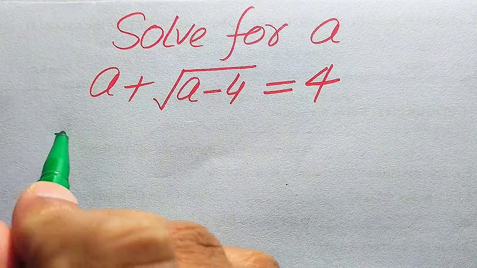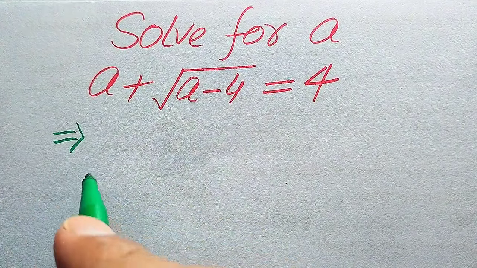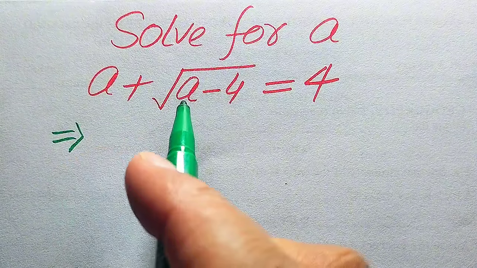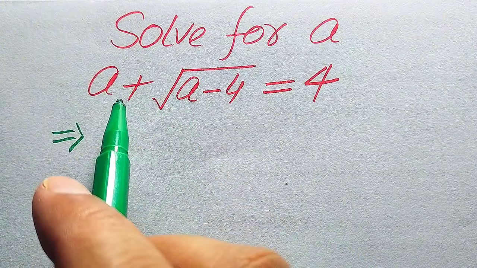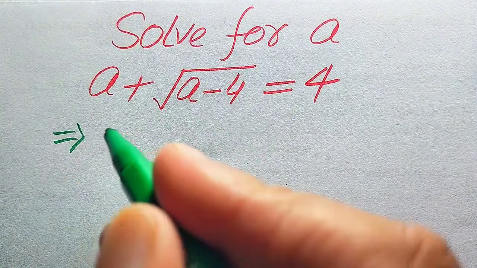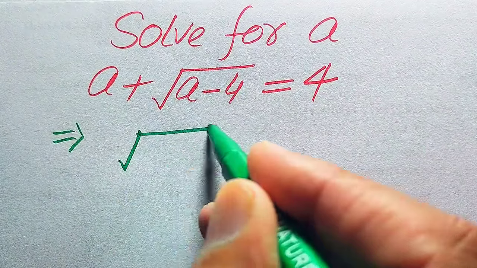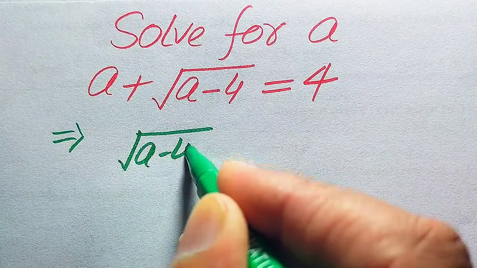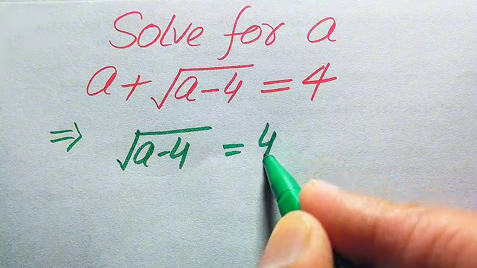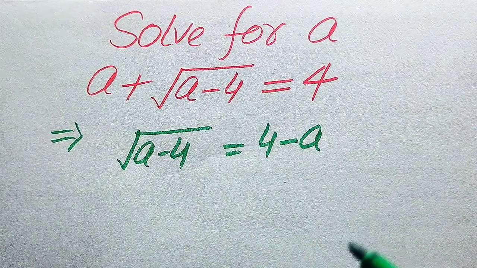The very first thing we are going to do is move the term other than the radical to the right hand side. So this is a, we move a to the right hand side and it will be written as square root of a minus 4 is equal to 4 minus a.